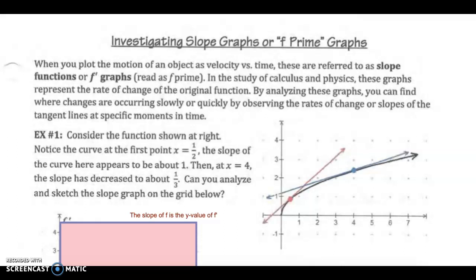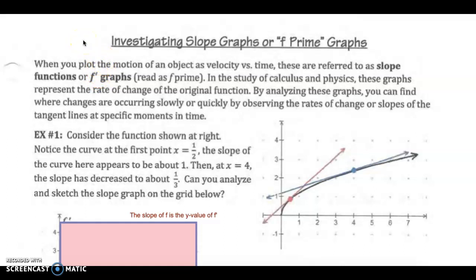Okay guys, so 2.3 is talking about investigating slope graphs or f-prime graphs. This concept is not really hard. It's just you have to really learn what parts of the graphs mean. So we're going to look at the original functions and then we'll look at the graphs of the derivatives. So when you hear f prime, that means derivative, like this right here is f prime.